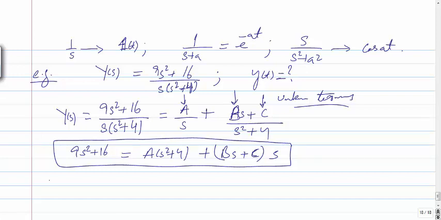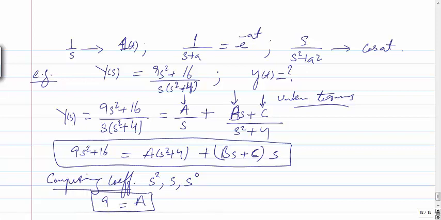There are different ways. If we compare the coefficients of s square, it becomes 9 equals a plus b, since when I multiply it becomes b. So this is equation number 1.